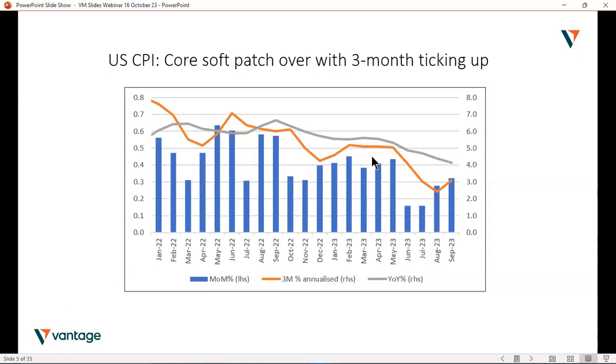You can see the 3-month annualized core number just ticking up now, whereas the year-on-year figure is declining. So it's just whether, as I say, these shorter indicators really pointed to potentially prices moving higher. We shall see, of course, going forward.